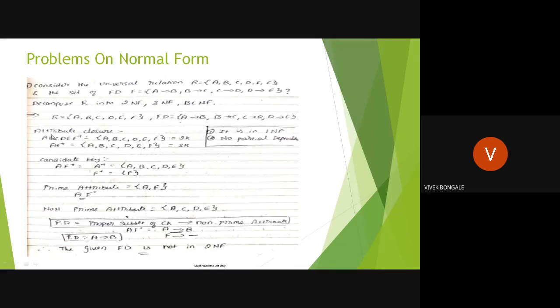Then why do I need this B? Correct? So I can discard the given dependency here. With the help of A, I can determine B. So I don't want B here. I will remove this B.